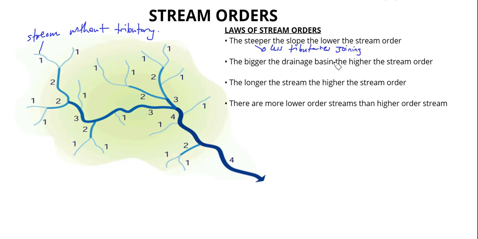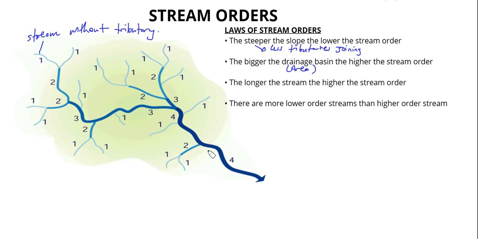The bigger the drainage basin, the higher the stream order. If you've got a bigger drainage basin, it means that we've got more rivers. It's a big area, so here it has to do with the area. When it is a big area, there are more streams also found on a big area.